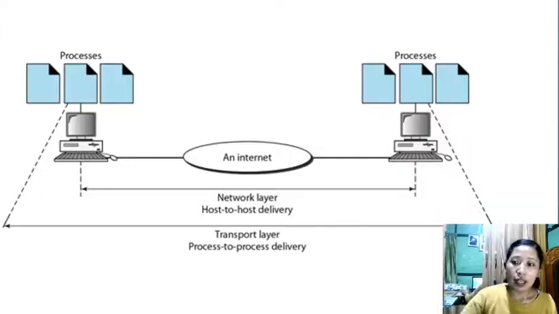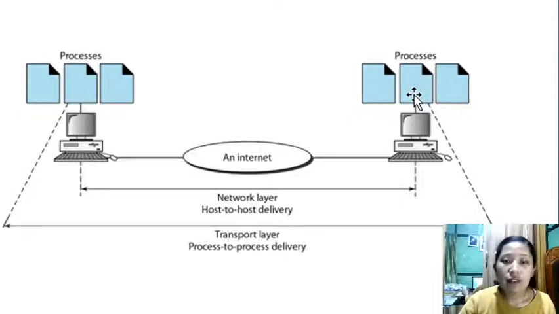Actually, every process, once it gets generated in a computer, will be given some block of memory. That block of memory, dedicated to each process, is called a port. And every port, or block of memory, will have a unique number. That number is called the port number.